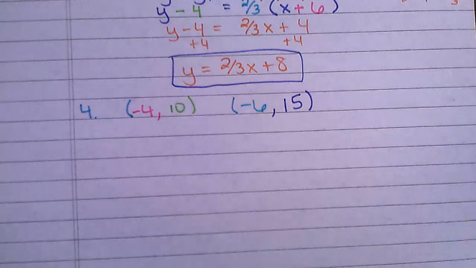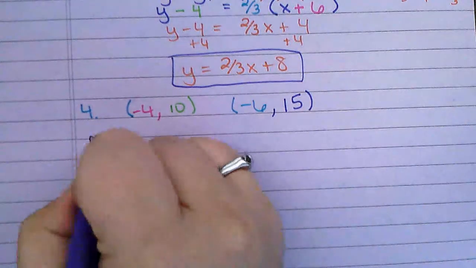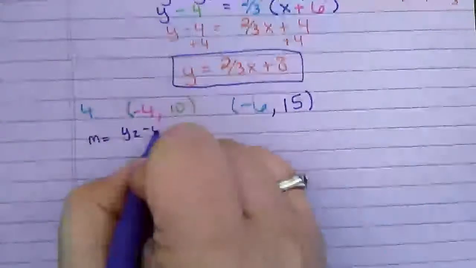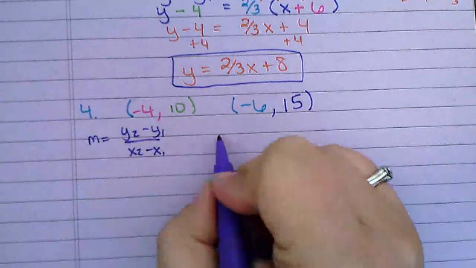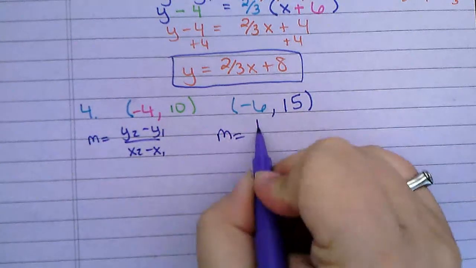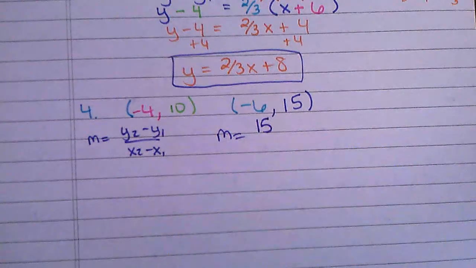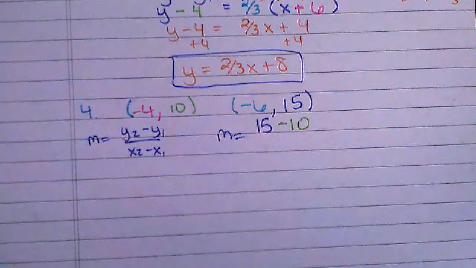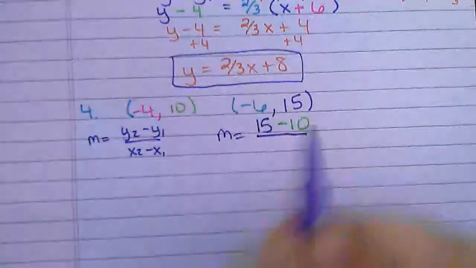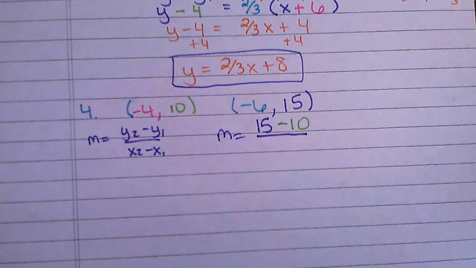So let's find the slope first. Remember to do slope, you do y2 minus y1 divided by x2 minus x1. So to find my slope, I'm going to start with 15, and I'm going to subtract the y value from the other point, which is 10. And I'm going to divide that by the x's.